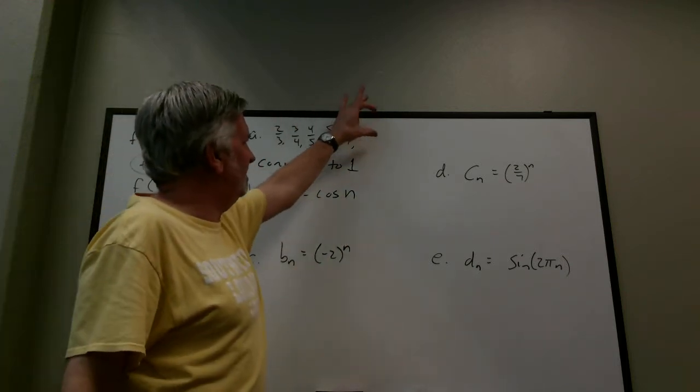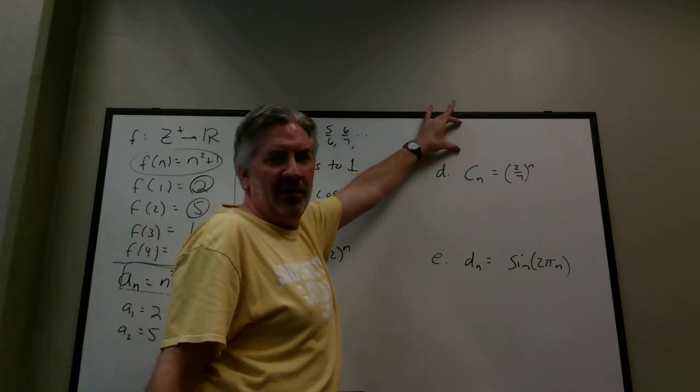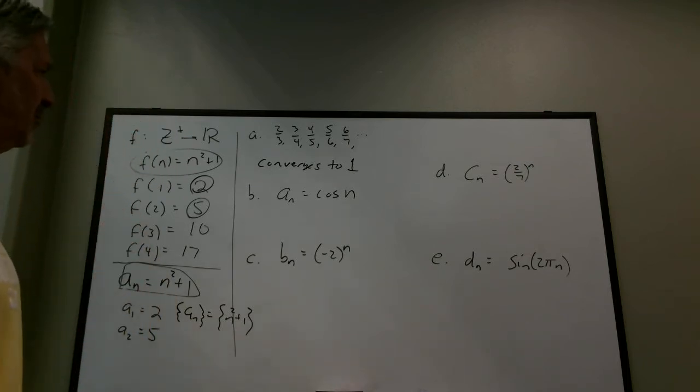6/7, 7/8, 8/9, 9/10, etc. Eventually, you're going to be at 999 over 1,000. So the numbers are getting closer and closer to 1. Notice you never hit 1, but you get closer and closer.